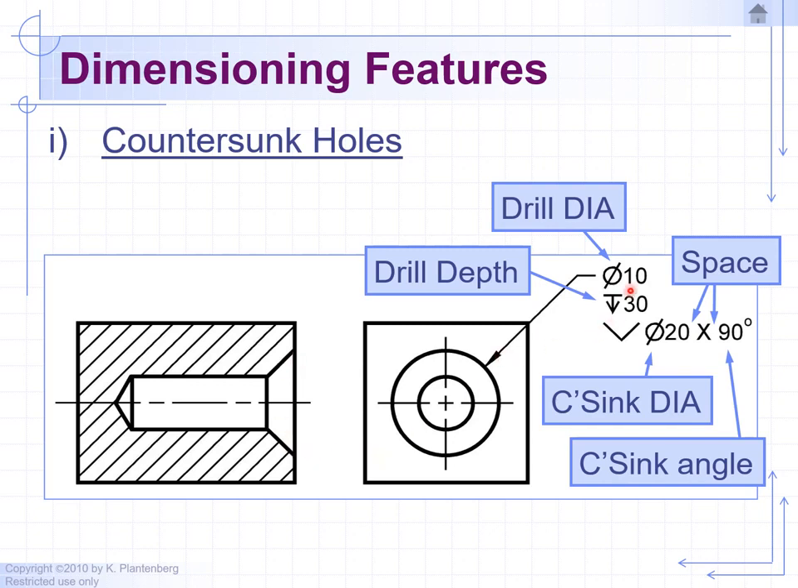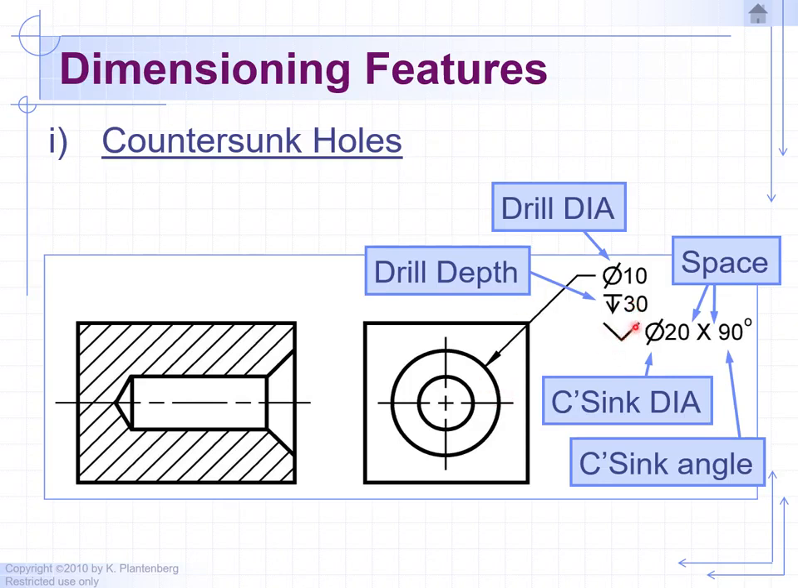Okay, so this is how we call out a countersunk hole. Even though it's pointing to the large circle, you actually first call out the small diameter hole. So the small diameter, it's 10 units. The depth from the surface, where you break the surface, to where the cylinder shape ends is 30 units. Okay, that's the depth.